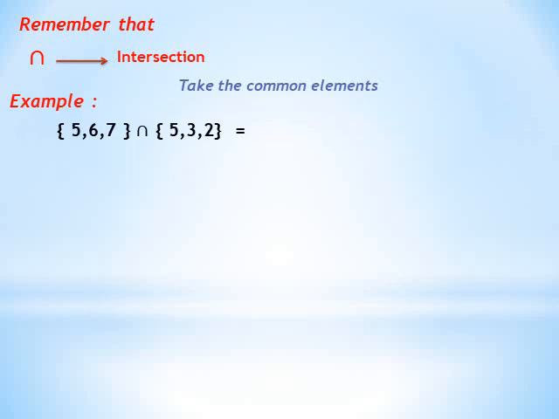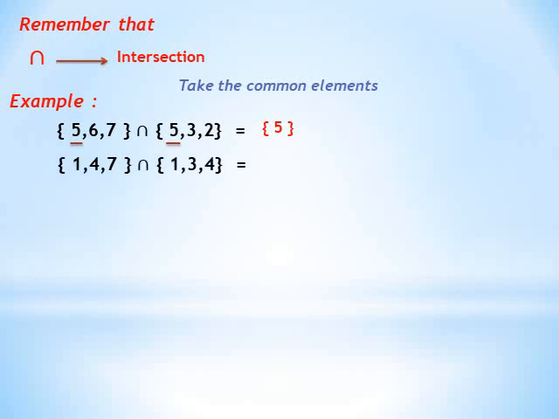In the first set there is 5, 6, 7, intersect with a second set that has 5, 3 and 2. Which number did I find in both sets? What are the numbers that are present in both sets? Yes, that's correct. 5 and 5. So I will put 5. 5 here is the common element between the two sets.